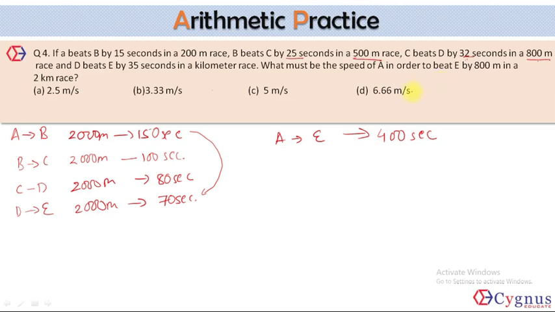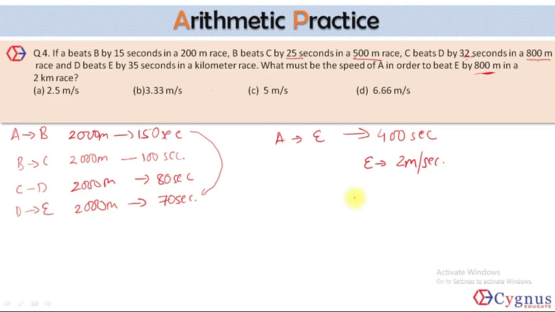If A has to beat him by 800 meters, E will cover these 800 meters in these 400 seconds. So speed of E should be what? 2 meters per second. He can cover these remaining 800 meters in 400 seconds. So speed of E becomes 2 meters per second.